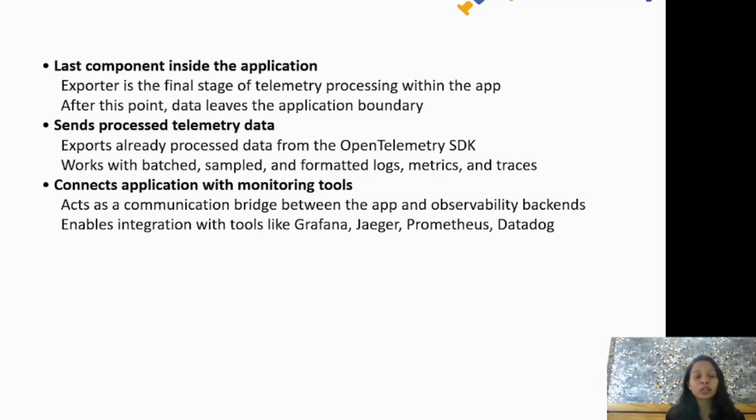So these are the roles. First, it is the last component inside the application. That means the exporter is the final stage of telemetry processing within the app. After this point, data leaves the application boundary. Second, it sends processed telemetry data, which means it works with batched, sampled and formatted data. So it exports already processed data from the OpenTelemetry SDK. And the third thing is it connects the application with the monitoring tool, acting as a communication bridge between the app and the observability backends. Okay, so let's move on further.